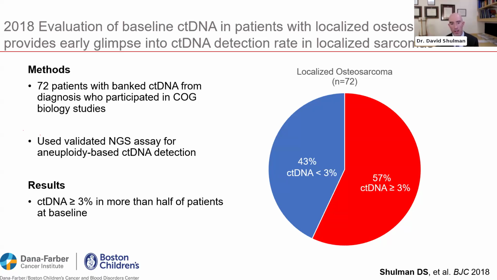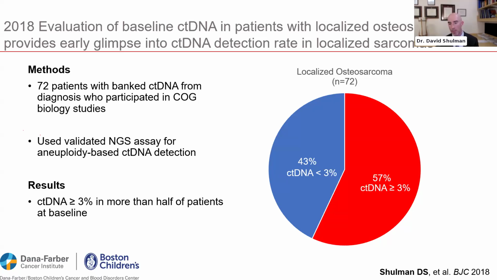And so we used some relatively straightforward sequencing assays to look at those copy number changes that we see commonly in osteosarcoma. And we first asked a very simple question. So if we use these tests for patients who have not had treatment yet, have a tumor, how likely are we to find circulating tumor DNA and be able to quantify it?